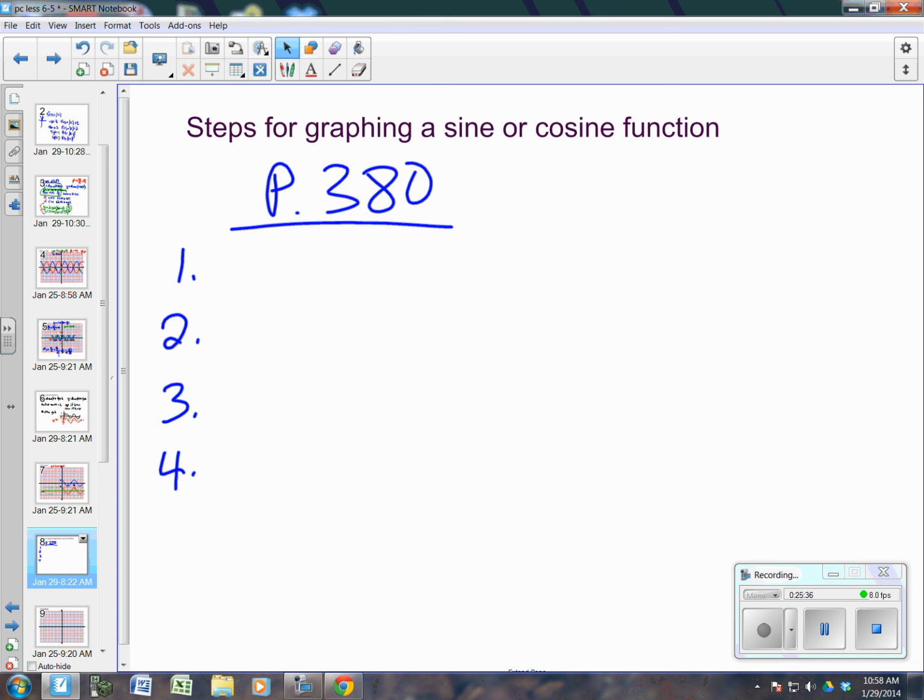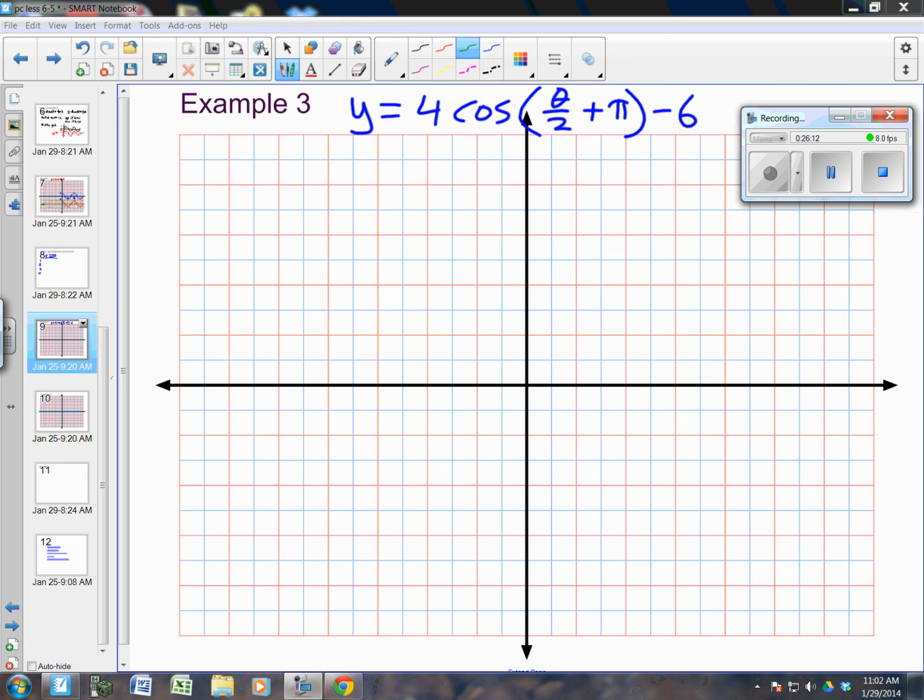Number 1 is to determine the vertical shift and graph the midline. So you're going to do the vertical shift. The last thing that we learned is the first thing you're going to draw on there. Then you're going to determine the amplitude. And you're going to use dashed lines to indicate the maximum and minimum values of the function, just like I did on that last problem. Number 3, you're going to determine the period of the function and graph the appropriate sine or cosine curve. And then number 4, you're going to determine the phase shift, and you're going to translate the graph accordingly. Okay? So you're going to follow those 4 steps. Write them down. I'm going to do this in kind of fast.